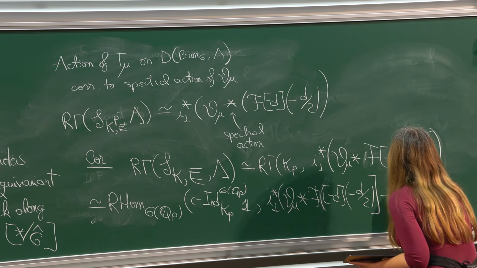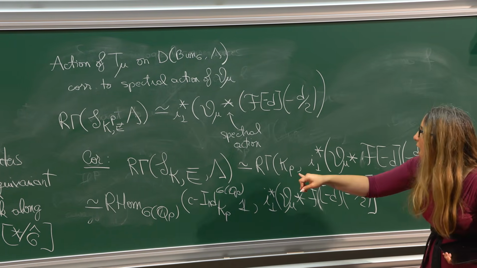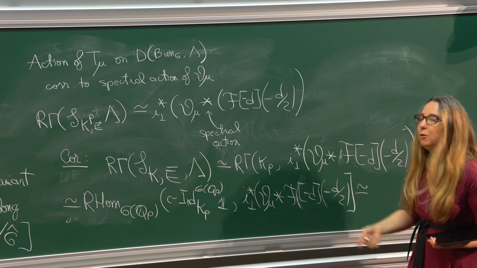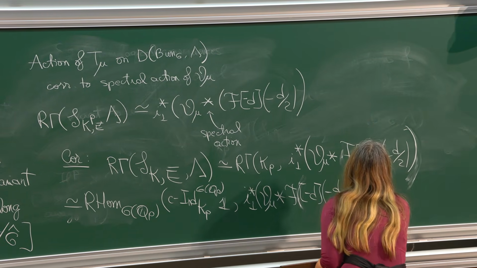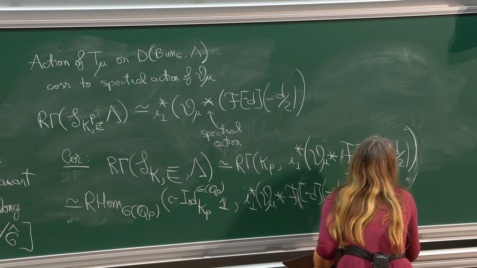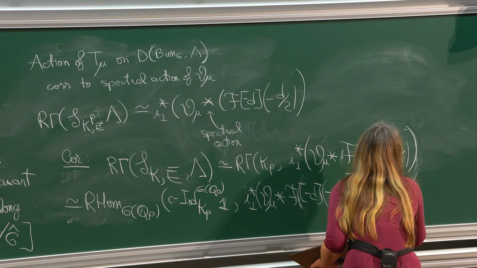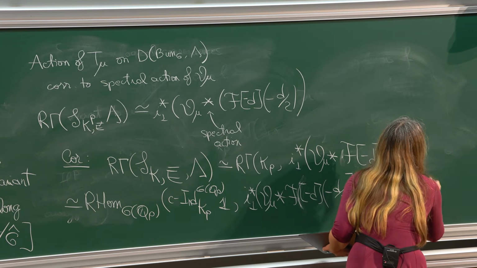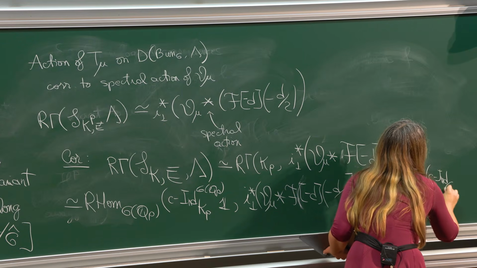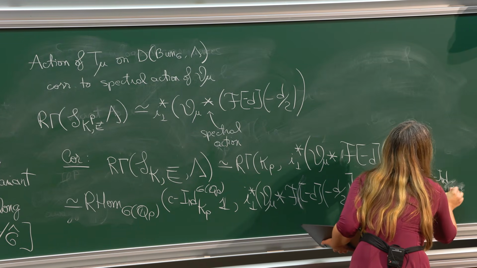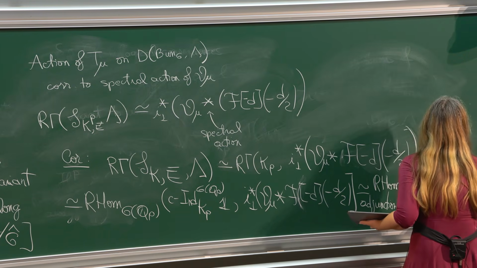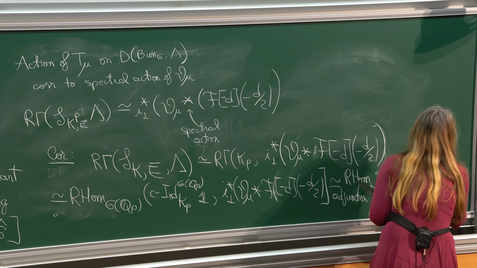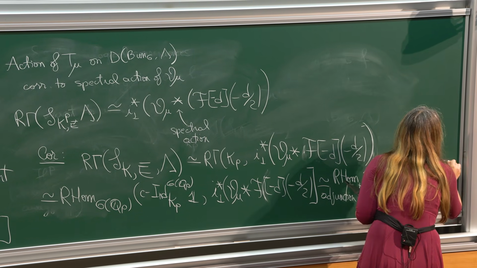And then using the adjunction between i_1 lower shriek and i_1 upper shriek, where i_1 upper shriek is the same as i_1 upper star because i_1 is an open immersion, I can write this as an RHom in this category D(Bun_G, lambda) of i_1 lower shriek of the compact induction from K_p to G(Q_p) of the trivial representation, into just V_mu acting on F shifted by minus d over 2.